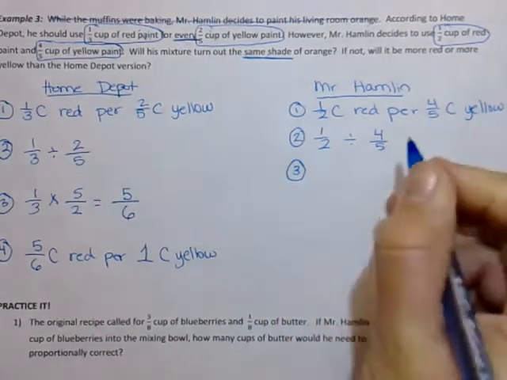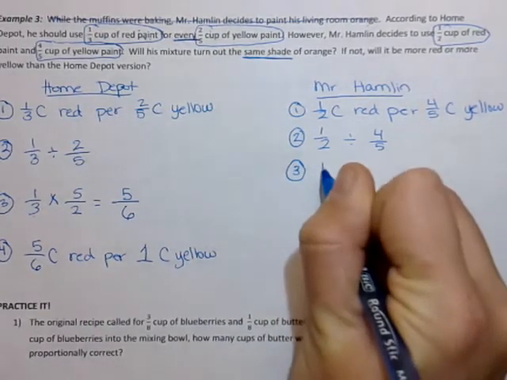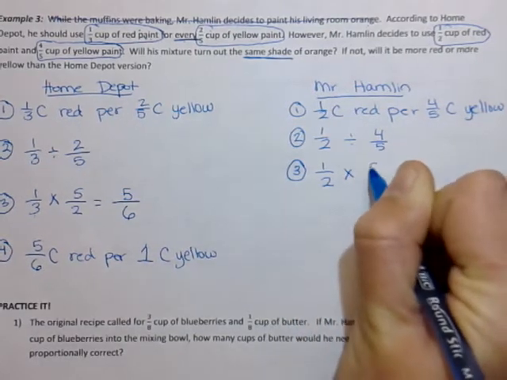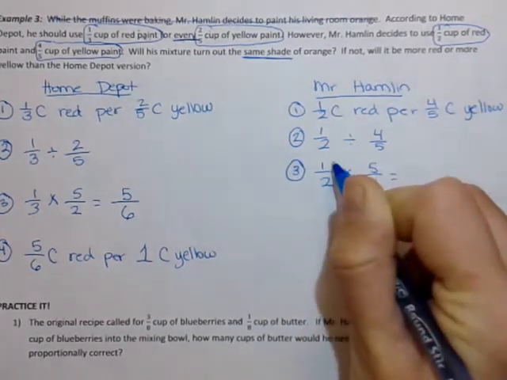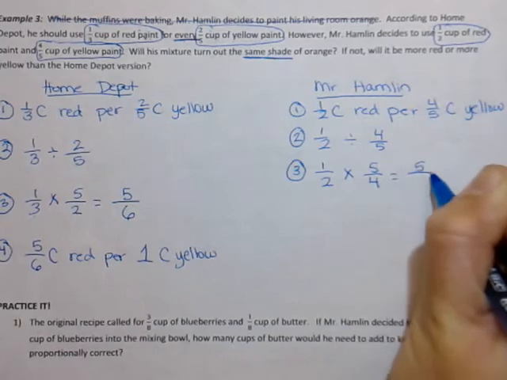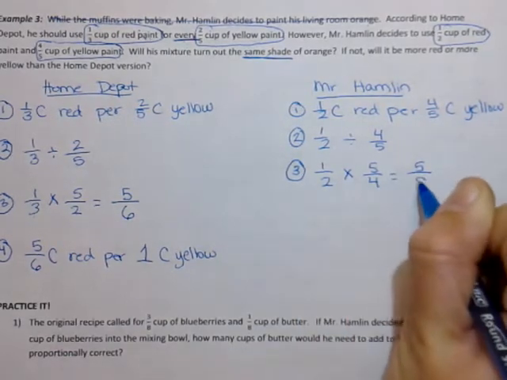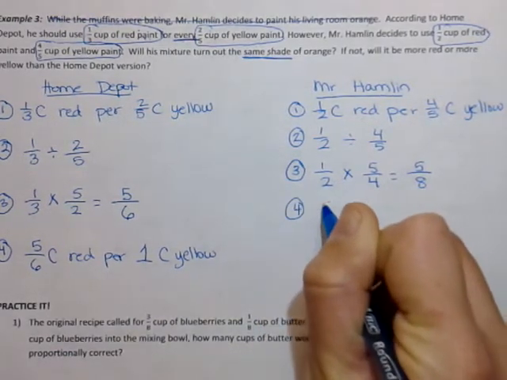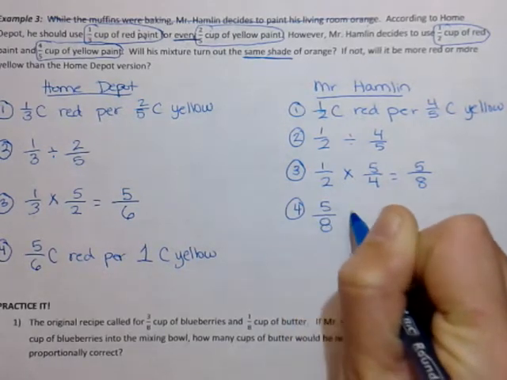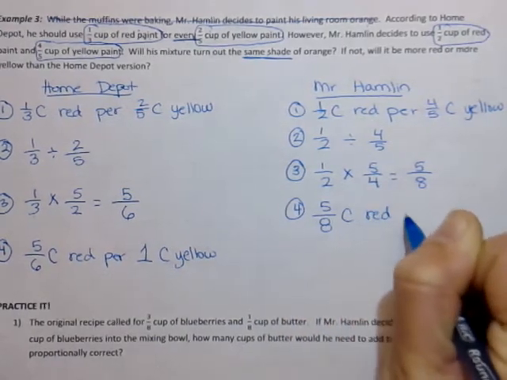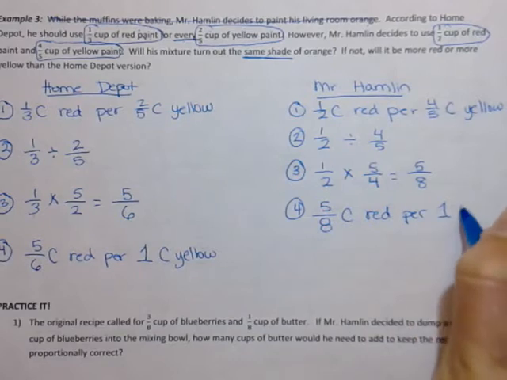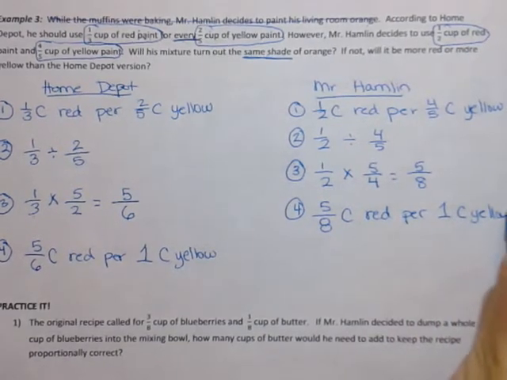Now I'm ready to flip and multiply. 1/2 times 5/4, multiply straight across. 1 times 5 is 5. 2 times 4 is 8. Rewrite. 5/8 cup of red per 1 cup yellow. Now we need to compare them.